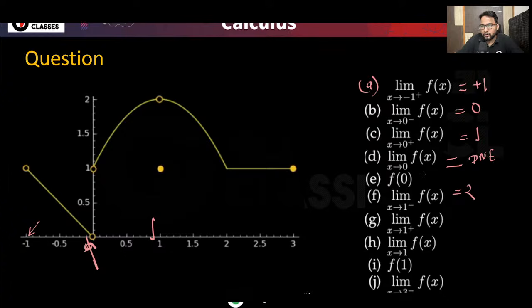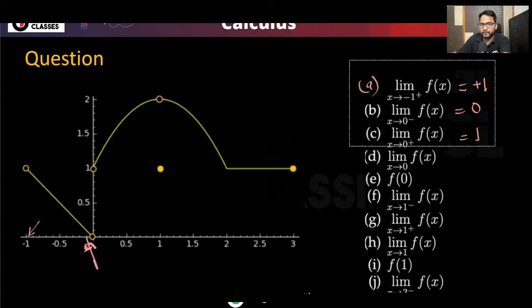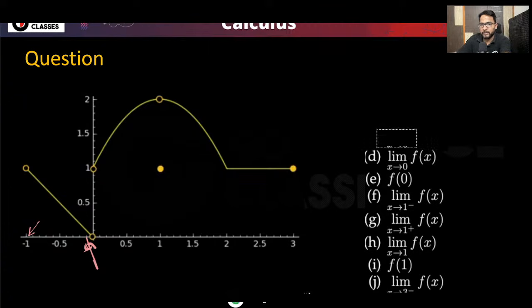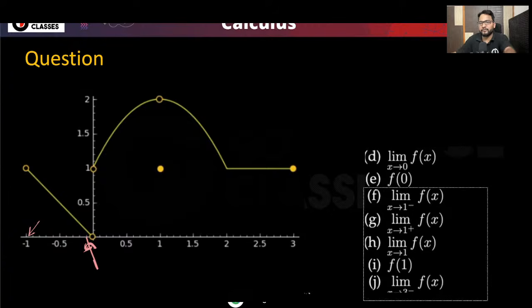Sorry, just a second. This f(0) does not exist. But this is very interesting. Let's see the difference between D and E. There are two questions. One is D, which is saying this one. Another one is E. Let's see what the difference between these two is.